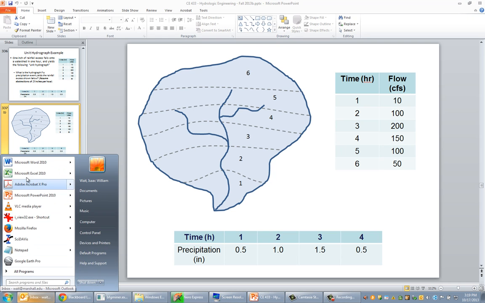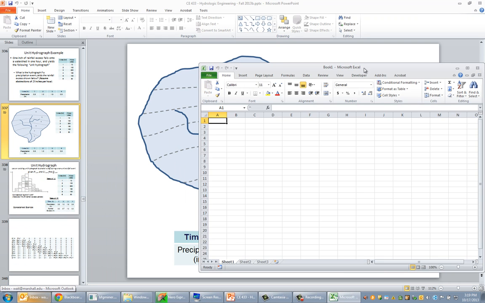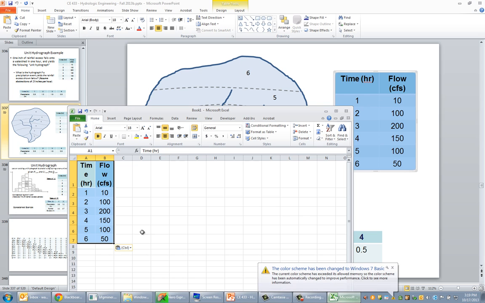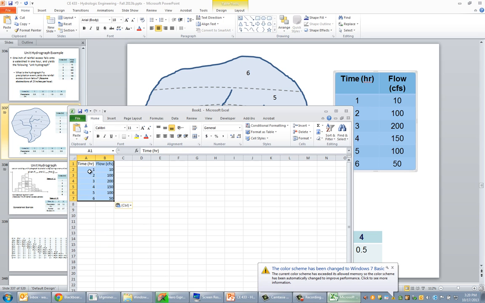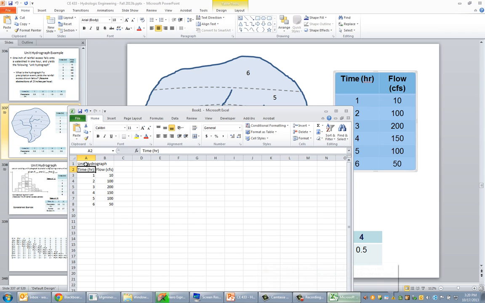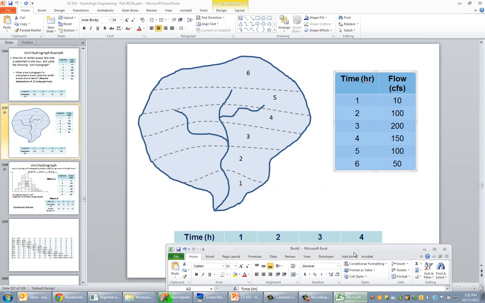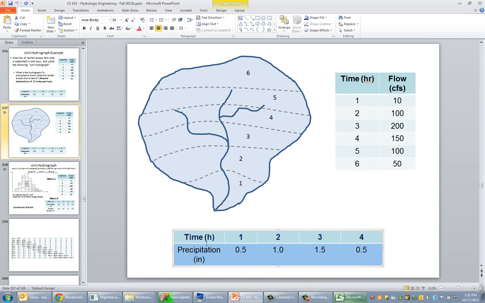So let me go ahead and start up a copy of Excel, and first copy the information from the unit hydrograph into Excel. Here's the unit hydrograph. And then we have the rainfall response.